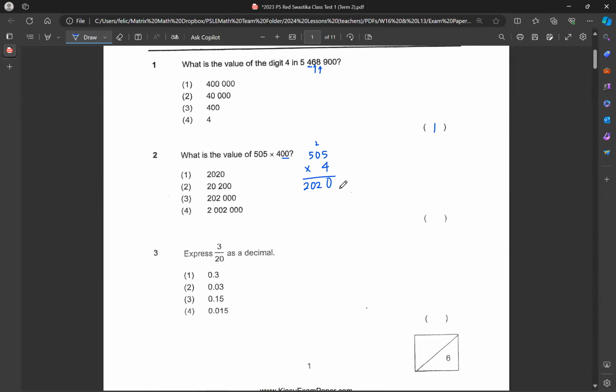So your number is this much, 2 million, is it 2 million? No, sorry, 202,000. Okay, so this 202,000, so that will be number 3.